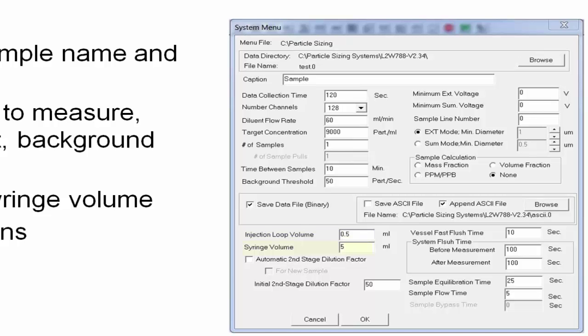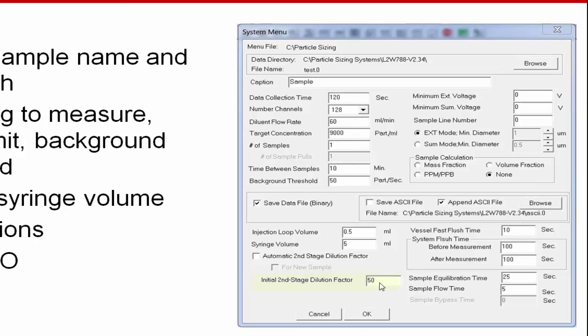What's the syringe volume? And to set DF2, we can do several things. We could have an automatic step by the system to choose the best value of DF2. If we click on New Sample here, it will start at a very high DF2 and then reduce that until it finds the proper concentration for doing the best measurement. Or we could set the second stage dilution factor here if we already know something about the sample. We want to control this tightly to make sure that we're measuring the same way every time.